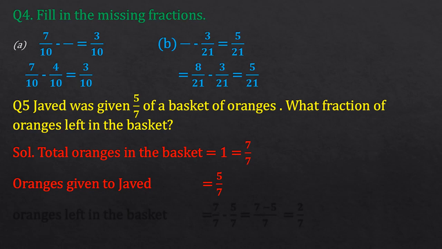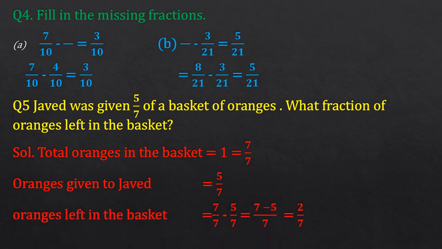Now oranges left in the basket, total minus oranges given to Javed, that is 7 upon 7 minus 5 upon 7. It is equal to 7 minus 5. Subtract the numerator, write down denominator once, 7, and your answer is 2 upon 7. Clear? Thank you.